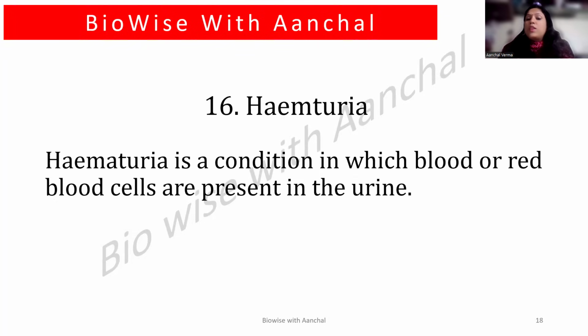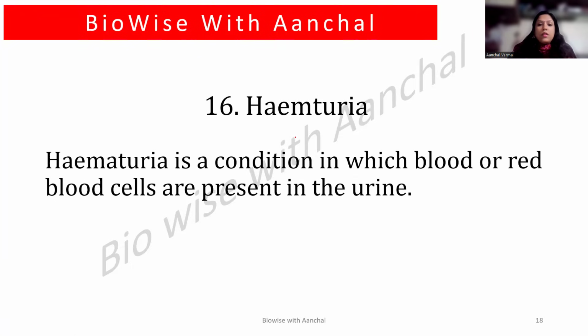Then you have hematuria. We have gone to chapter 9, that is the excretory system. Hematuria is a condition in which blood or red blood cells are present in the urine. So, in the urine, blood comes out. That is hematuria. Now, hematuria, the spelling here, A is missing, children. So, kindly correct it. Hematuria. This spelling is right.